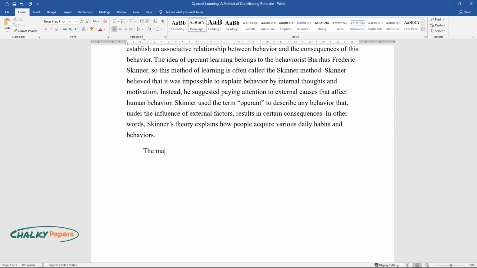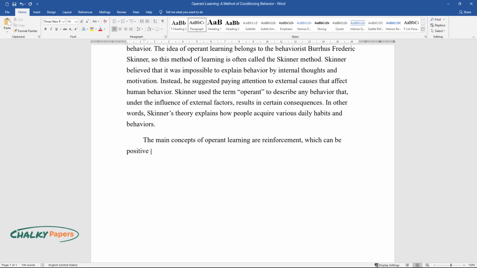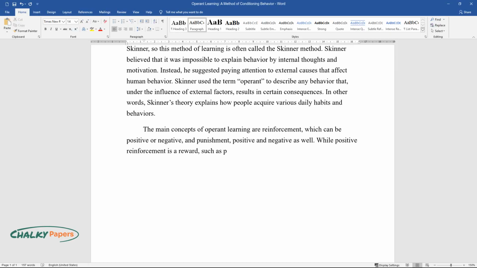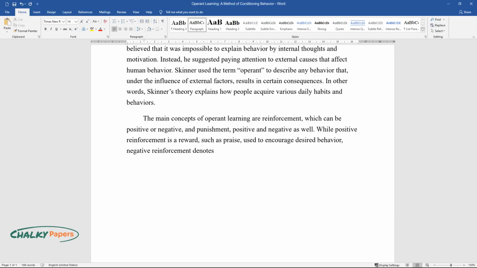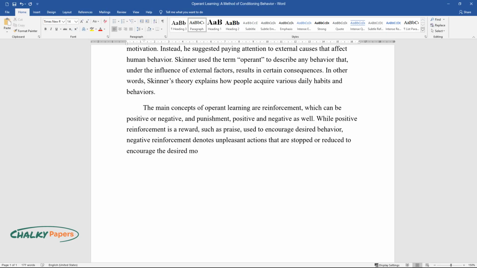The main concepts of operant learning are reinforcement, which can be positive or negative, and punishment, positive and negative as well. While positive reinforcement is a reward, such as praise, used to encourage desired behavior, negative reinforcement denotes unpleasant actions that are stopped or reduced to encourage the desired model of behavior.